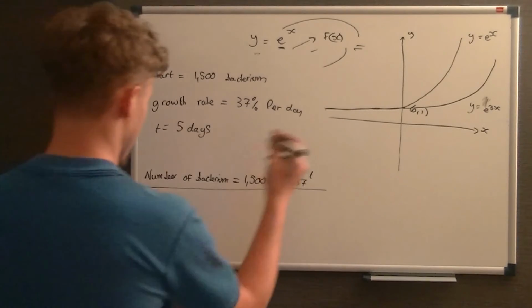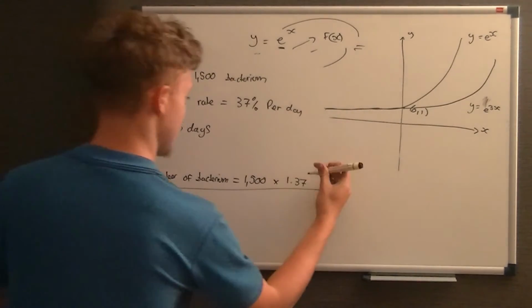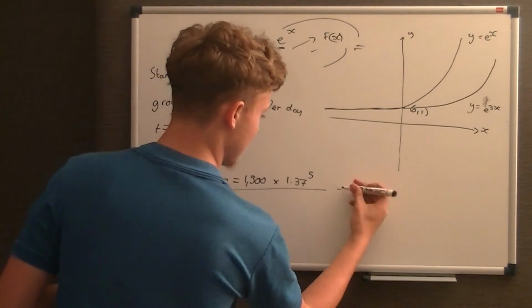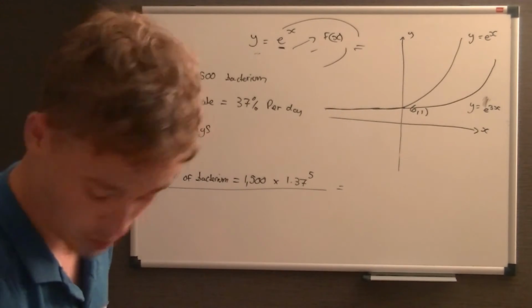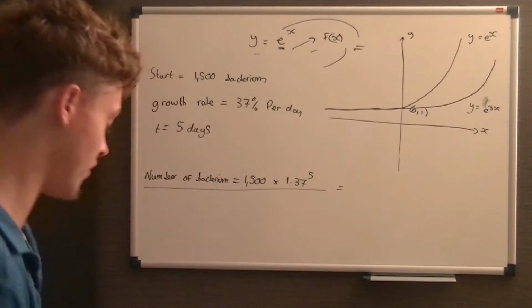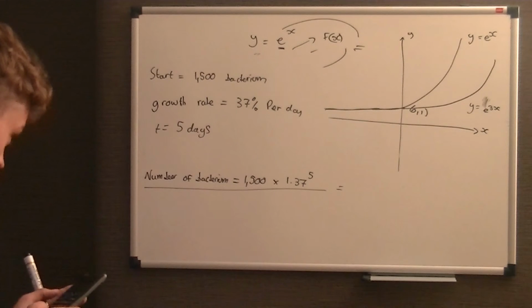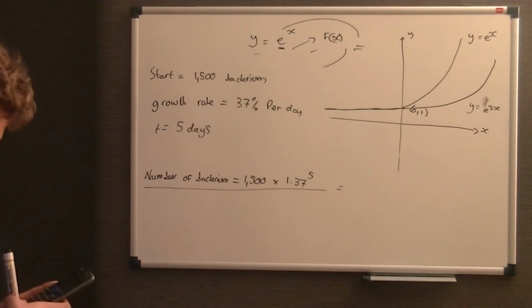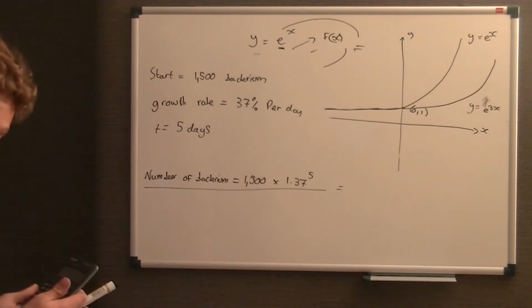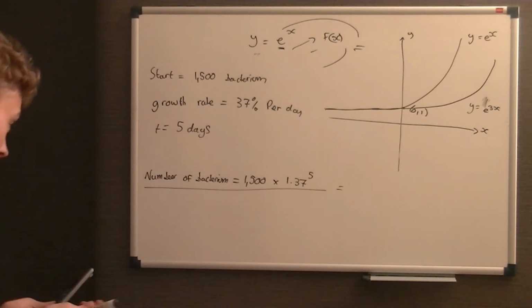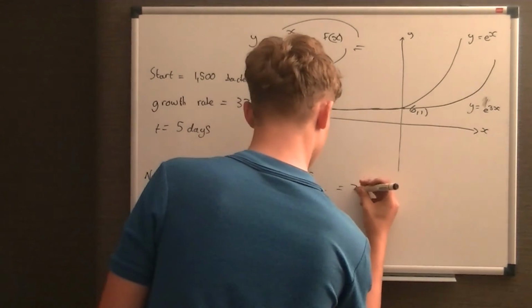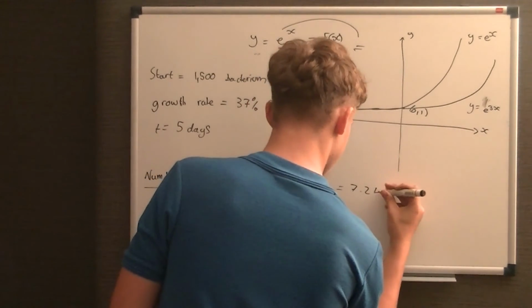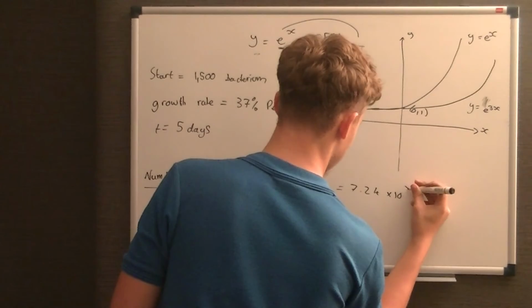So if we were asked to find it over 5 days, we just change the t to 5, and then whatever that would come to. So if you want to work that out on your calculator, before I do, 1,500 times 1.37 to the power 5, and that gets you, in standard form, 7.2454 times 10 to the 3.